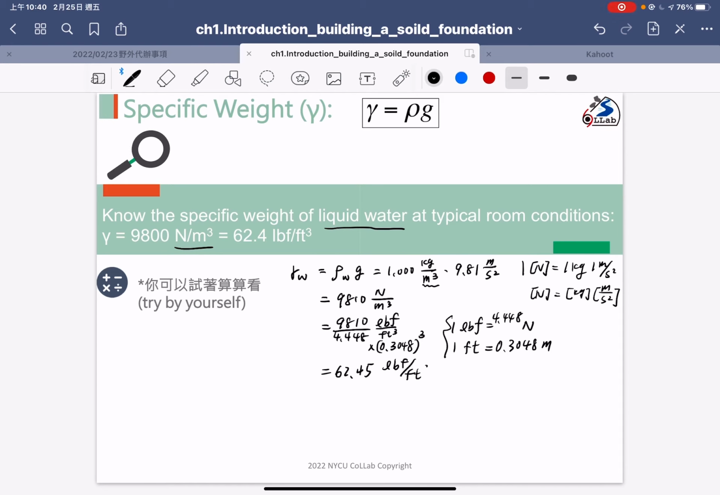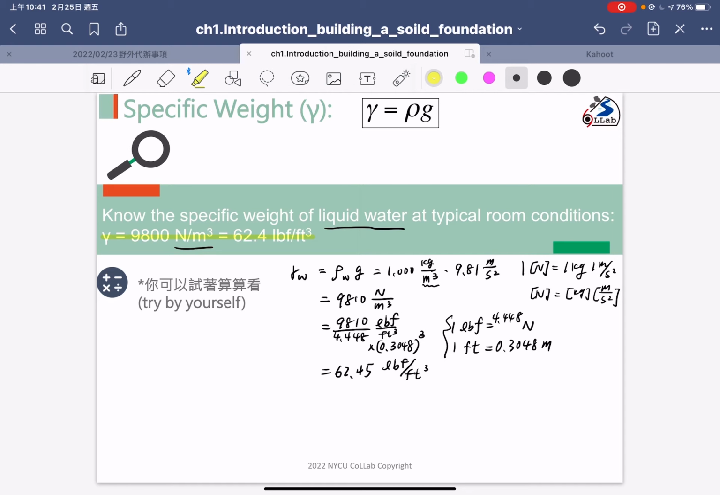The gamma W for the SI unit is equal to 9800 Newton per meter cubic. But if you convert the unit to English unit, you will have 62.4 pound force per ft cubic. So in the future, you need to keep in mind, and you can directly apply the gamma W. Okay, so the next slide, I will show some literacy for the equations.